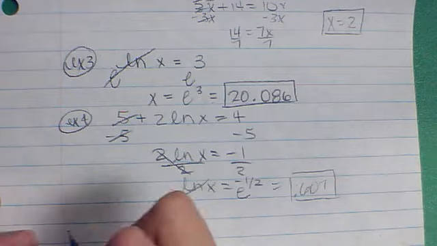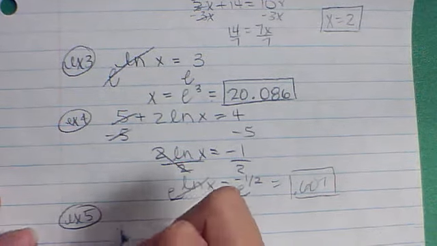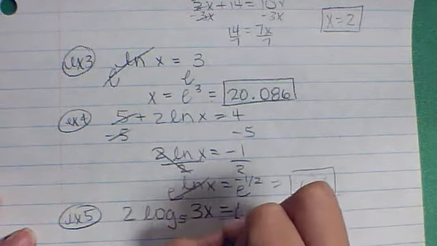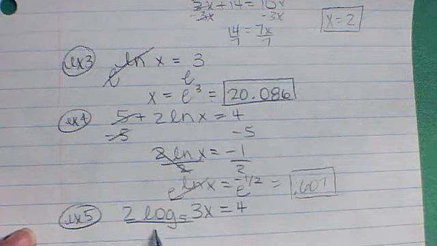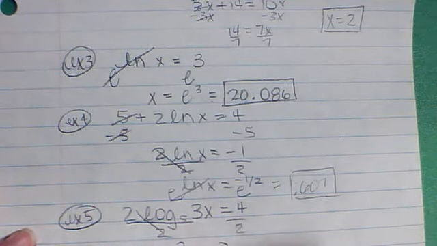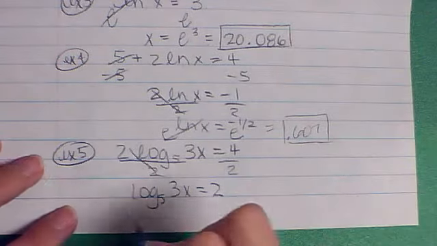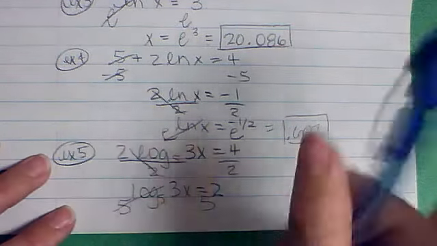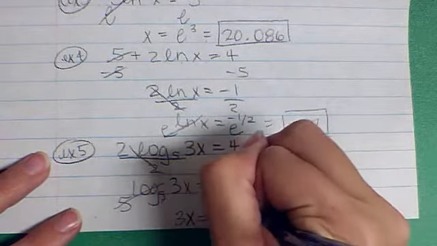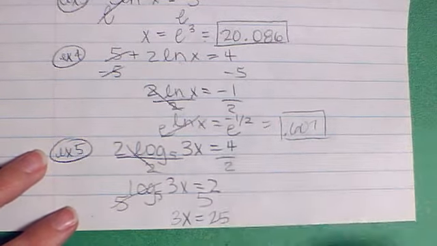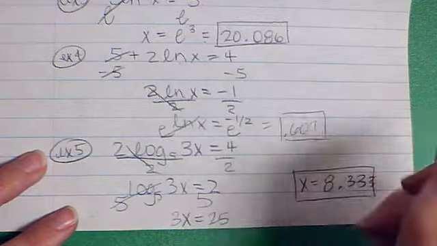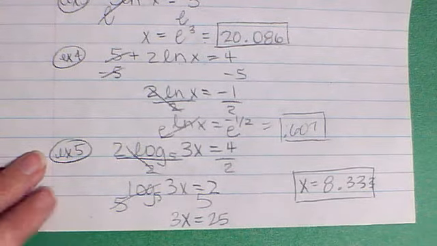Let me do one more where there's something more to the argument. Example 5, 2 log base 5 of 3x equals 4. I'm going to divide by 2 first so I can get the log by itself. I have log base 5 of 3x equals 2. To get rid of log base 5, I'm going to raise it by the power of 5. Now on this side I'm going to have 3x. On the other side I have 5 squared, which is 25. And so if I divide both by 3, I'll get my answer, which is x equals 8.333. I could have left it as a fraction, 25 over 3, but I didn't in this case.